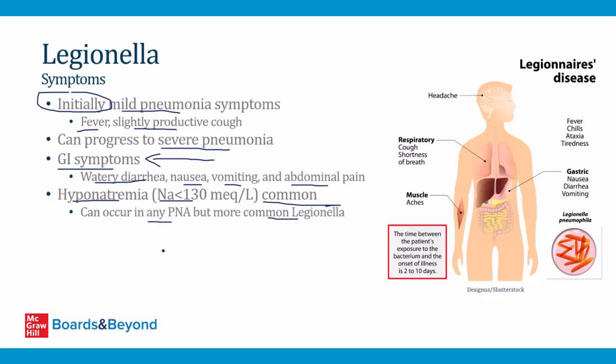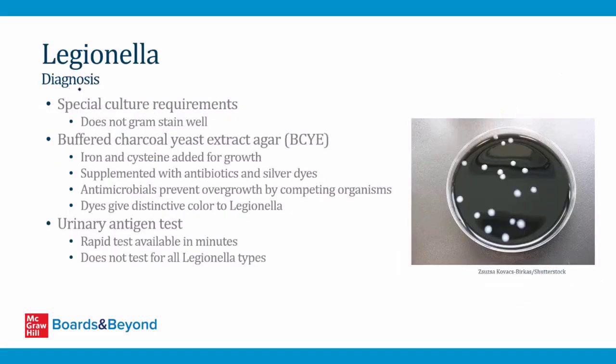Pneumonia or lung infections often lead to an increase in ADH release from the pituitary gland. The mechanism of this is poorly understood, but basically any pneumonia can cause SIADH leading to hyponatremia, but this is especially common in patients who have Legionella pneumonia. The diagnosis of Legionella infection is made in a special way. So the first thing to know is that Legionella has special culture requirements.